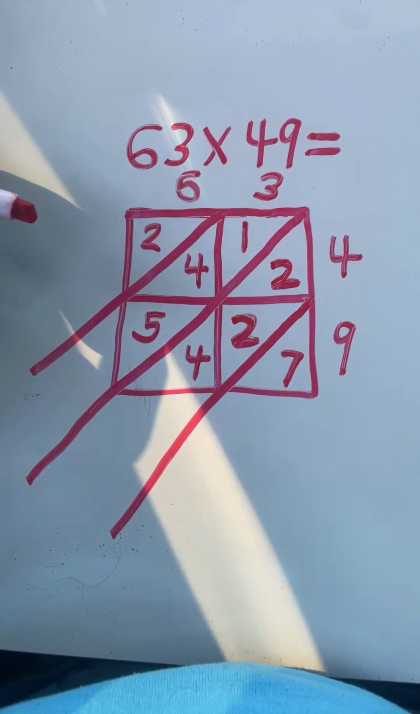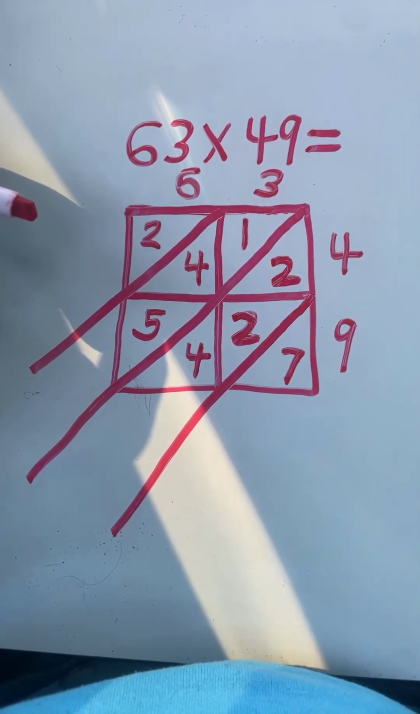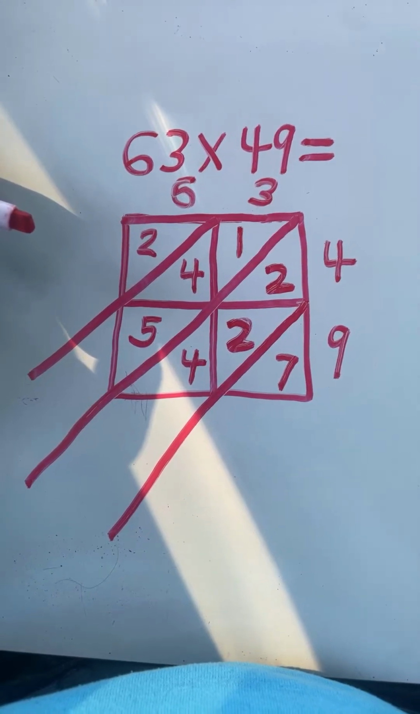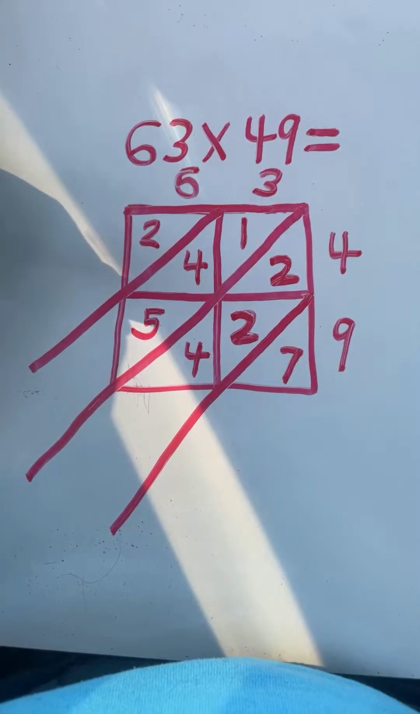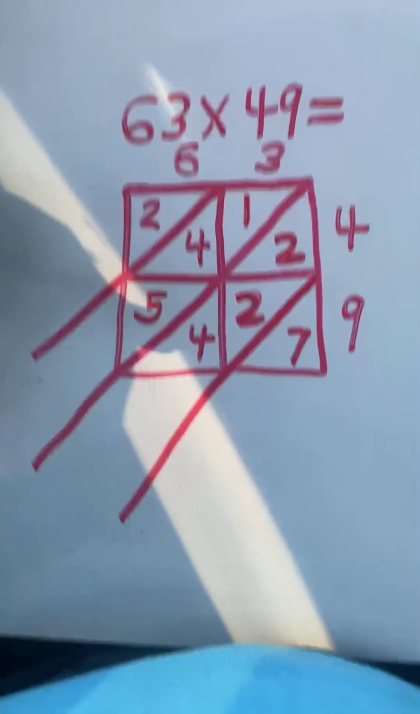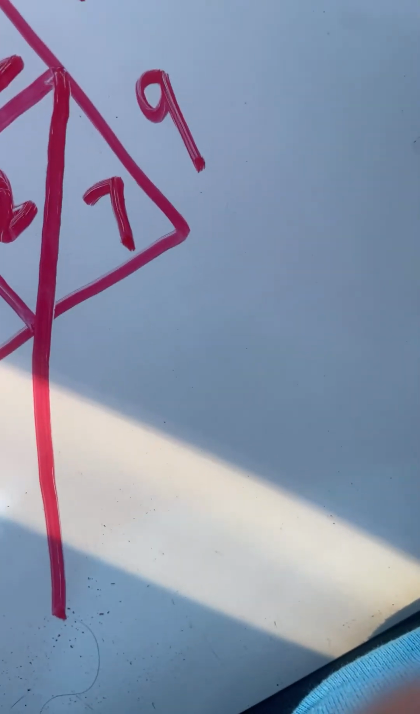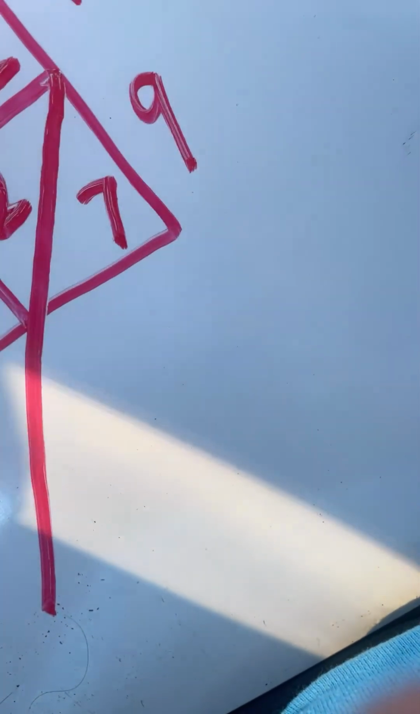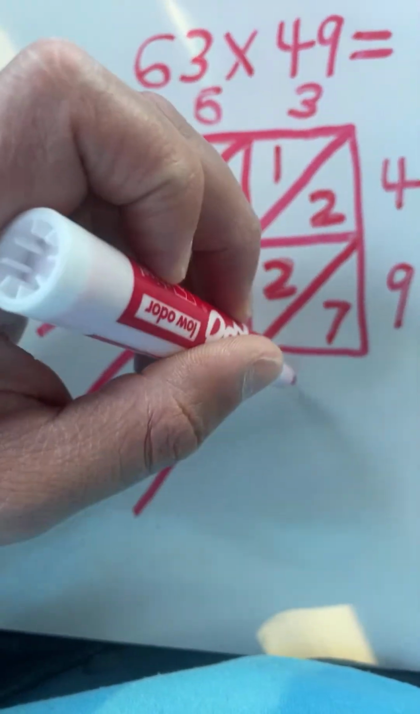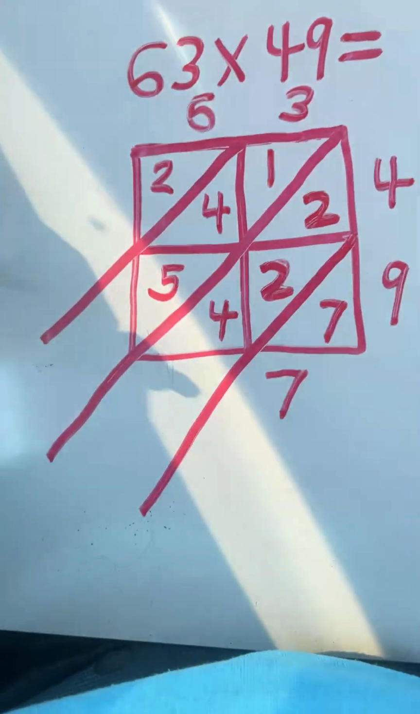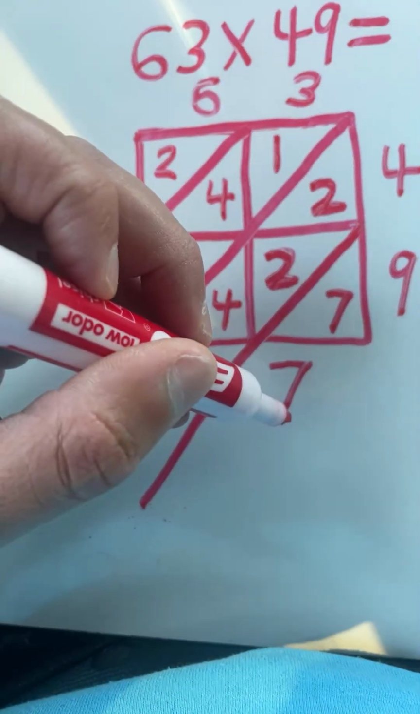So now we are going to add the numbers inside the square going along the diagonal lines. So along the first diagonal line, we only have one number. We have the number 7. So we're going to put the number 7 down here. That represents the ones place.